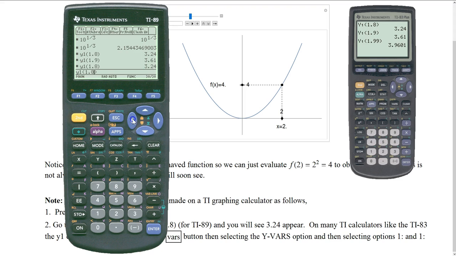And then you can change the 1.8 to a 1.9, and then a 1.99, and so on. And you see these numbers are getting closer to 4, just like on the 83. So that's how you can create these tables quickly using a graphing calculator like a TI-83 or 89.